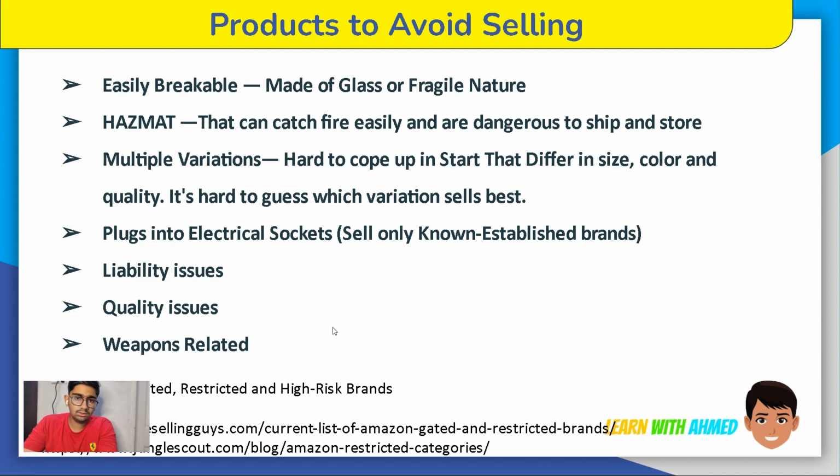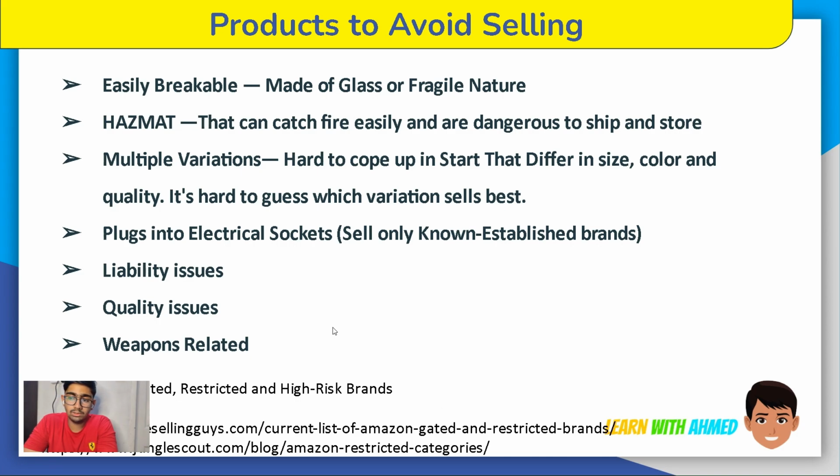So there are certain types of products we avoid selling, which include easily breakable ones. Of course, if the product is easily breakable, it is hard for shipment, and we do not recommend that you as a newbie or as a beginner start selling a product which is easily breakable, made of glass or fragile in nature. We also avoid selling hazmat products that can easily catch fire and are dangerous to ship or store.